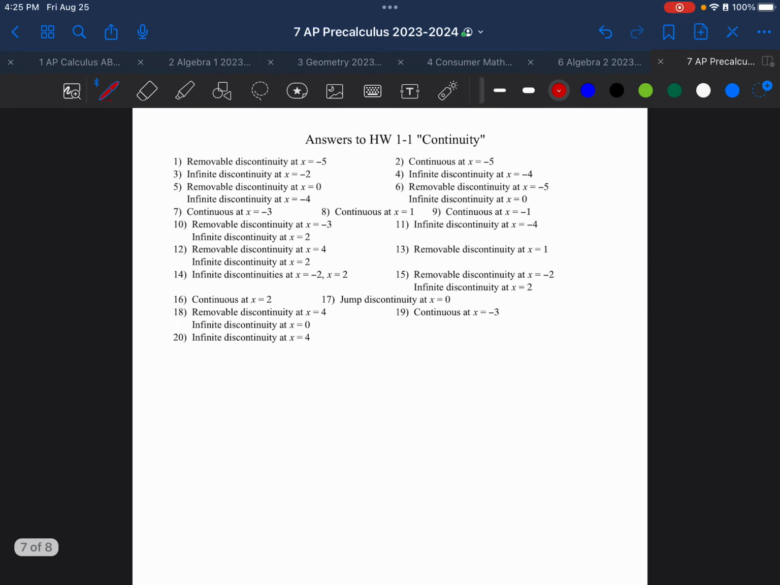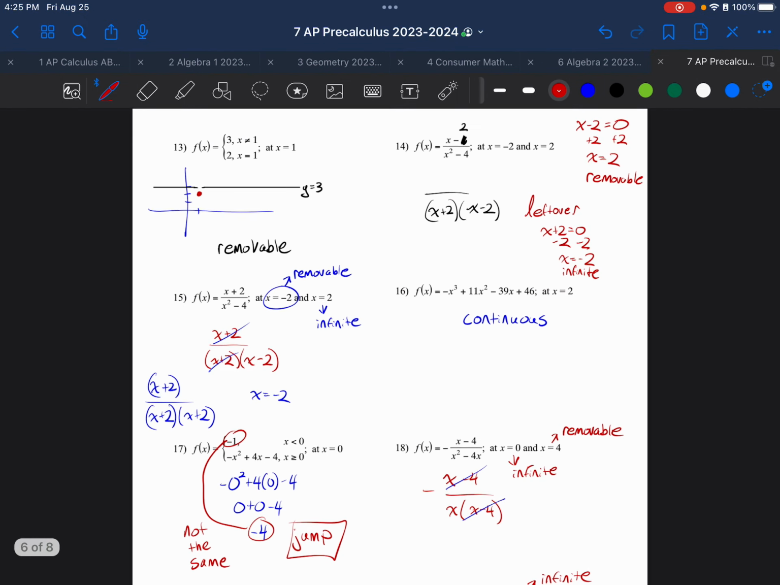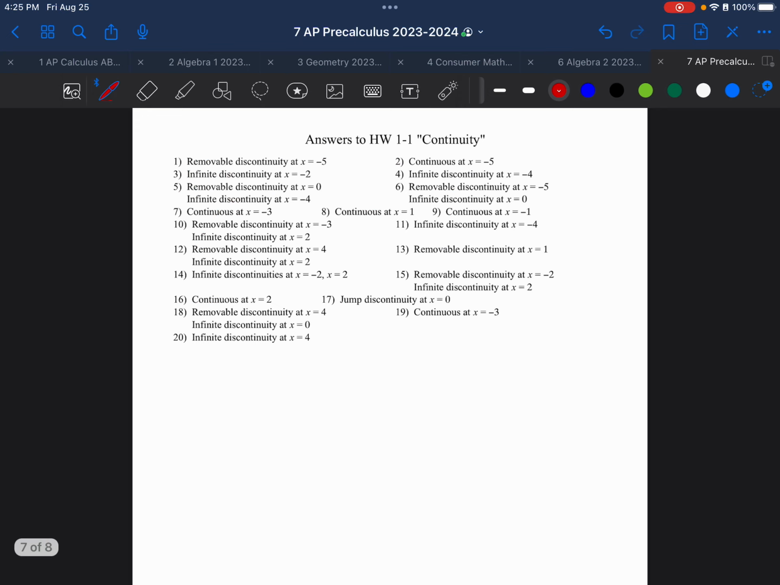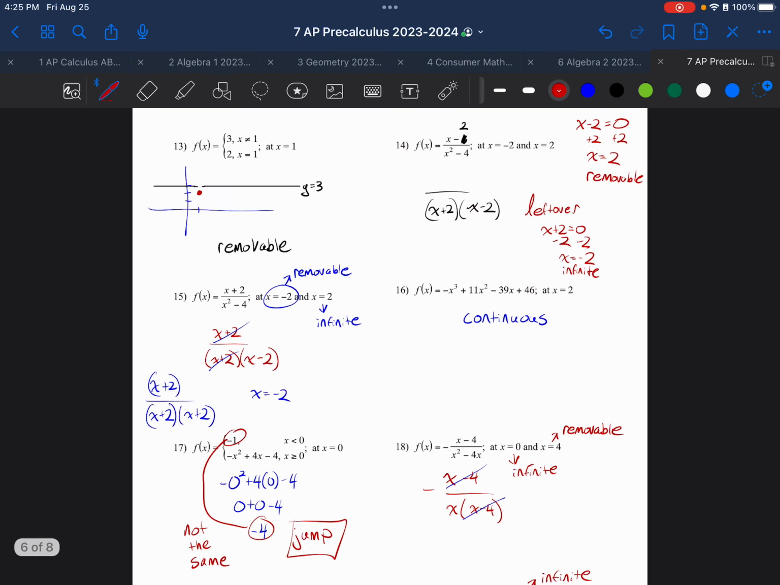And I believe that concludes the homework. There are the solutions. I know that number 14 got all messed up. It's saying that there are infinite discontinuities on both of them. That's not true either. Yeah, number 14, just ignore. Everything else I think was correct.